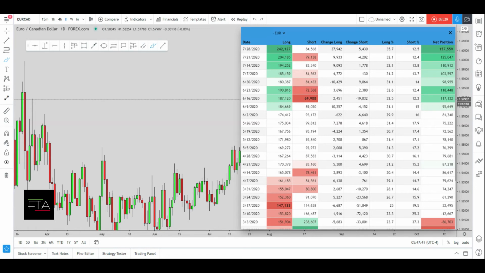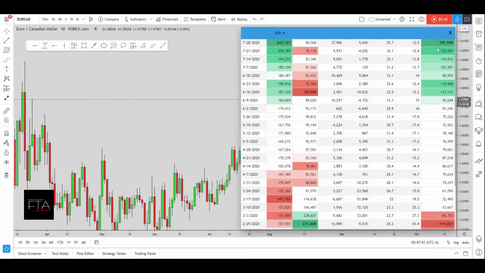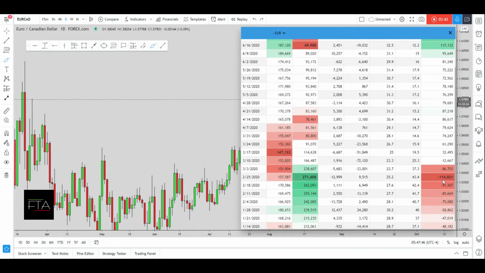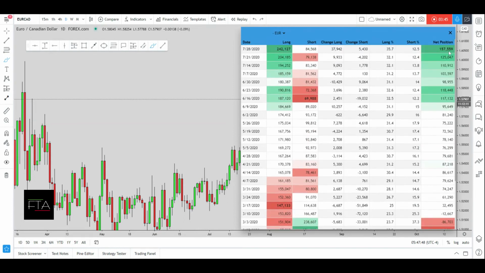So hedge funds have been longing the Euro. And we can see that net positions went from minus 114K all the way up to plus 157K. So from having more shorts than longs to having more longs than shorts on the Euro.